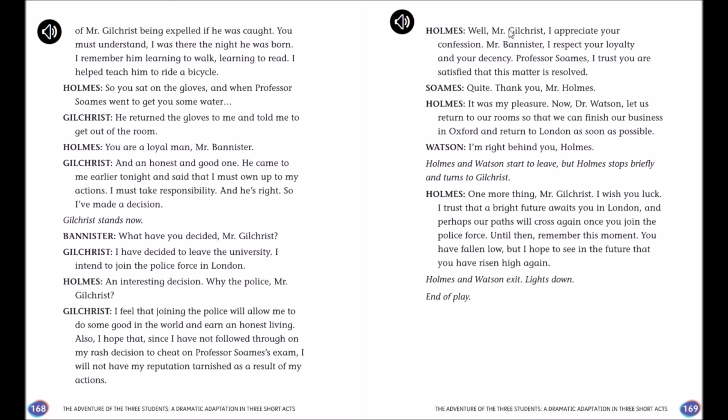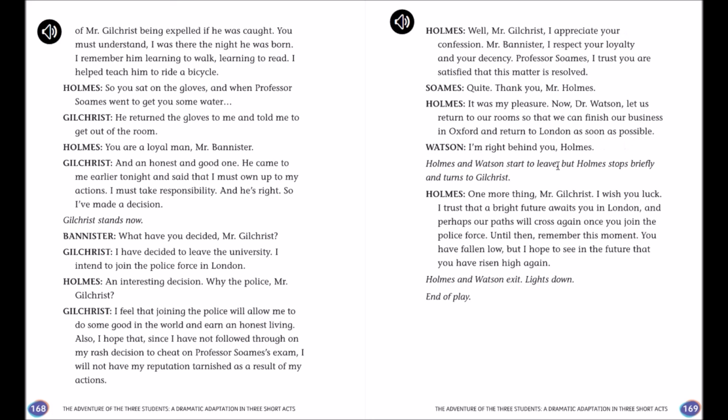Holmes: Well, Mr. Gilchrist, I appreciate your confession. Mr. Bannister, I respect your loyalty and your decency. Professor Holmes, I trust you are satisfied with this matter's result. Holmes: Quite. Thank you, Mr. Holmes. It was my pleasure. Now, Dr. Watson, let us return to our rooms so that we can finish our business in Oxford and return to London as soon as possible. Watson: I'm right behind you, Holmes.